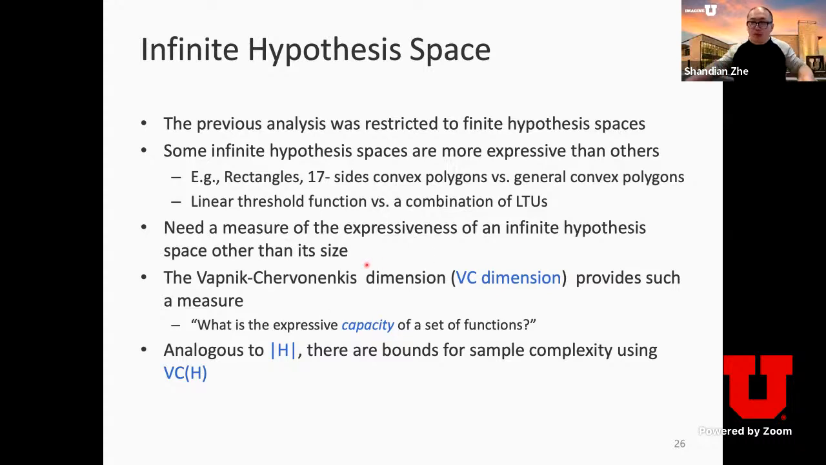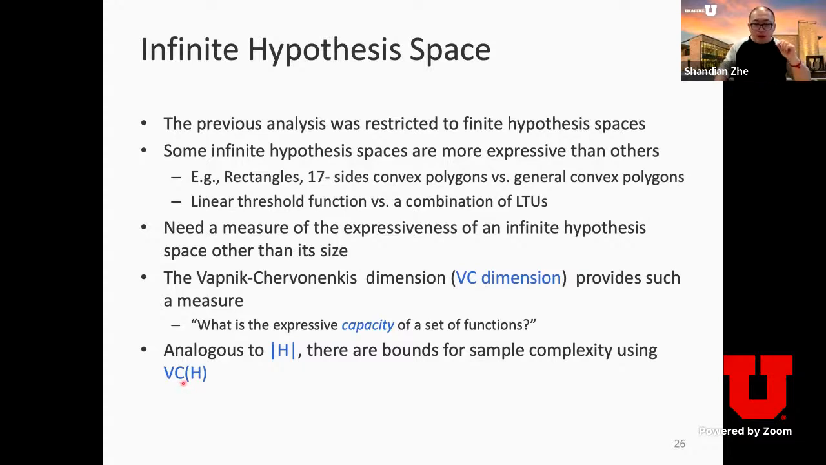There can be many such measures, but today we are going to introduce one of the most important ones, called the Vapnik-Chervonenkis dimension, usually called the VC dimension. VC dimension gives us such a measure. We can view the VC dimension as a function of the hypothesis space. The hypothesis space is a set of functions, so the VC dimension is a function of the set of functions.